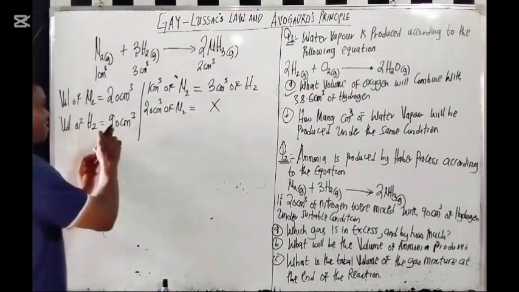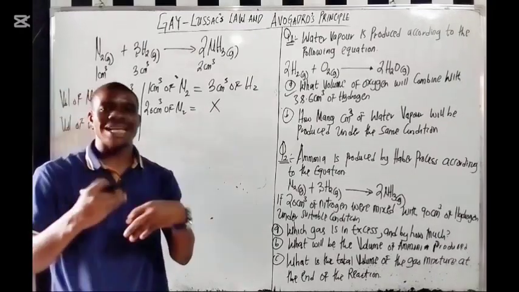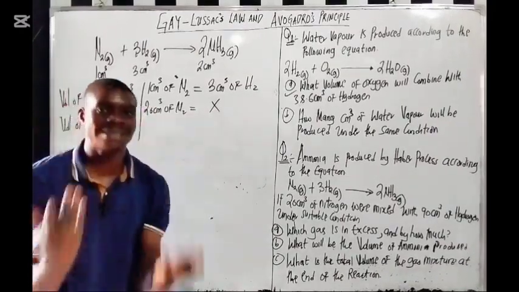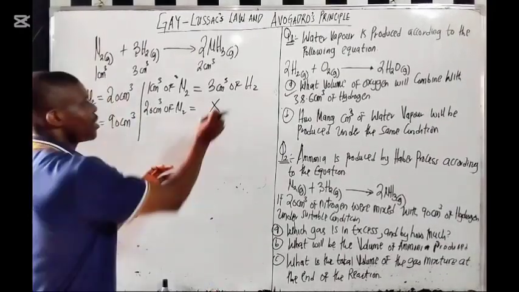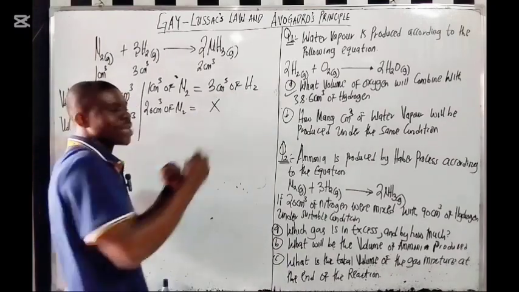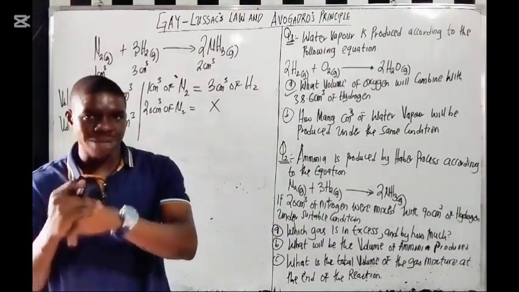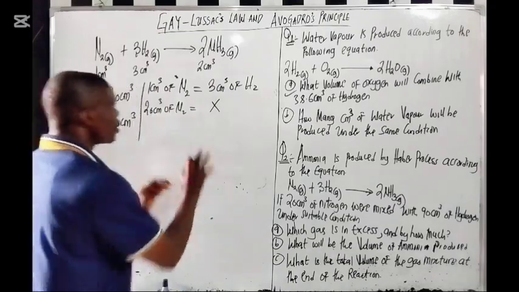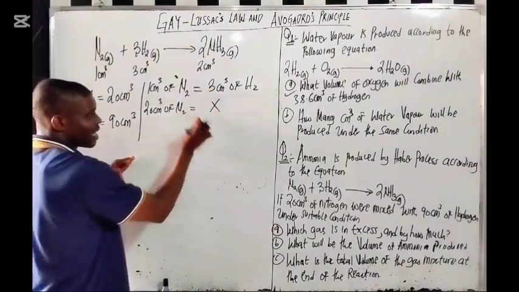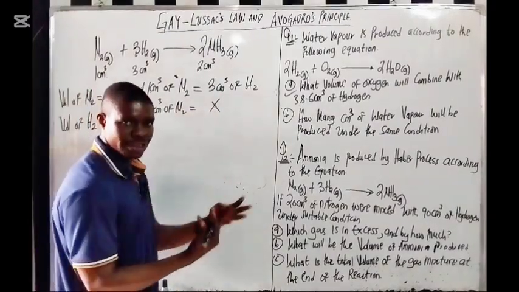Although we may be given 90 cm cube, we want to know the amount that actually reacted. That is found by calculating. After you calculate here, do you now know the one that will be in excess and the one that will be limiting? Do you understand? So let's calculate this one using the method you have been using.